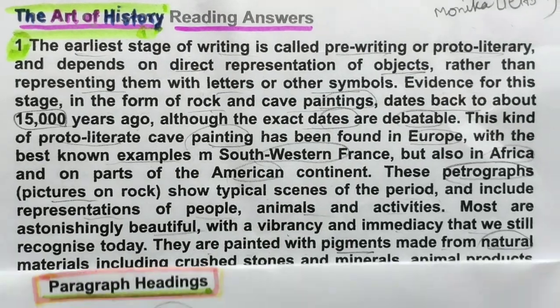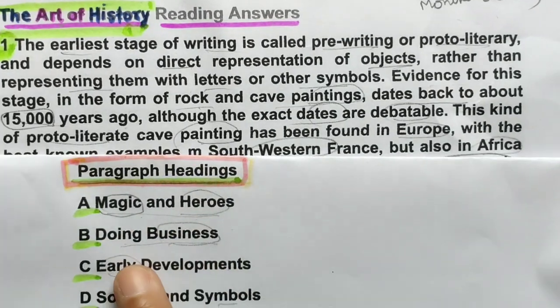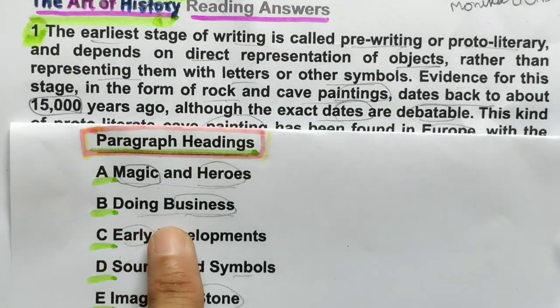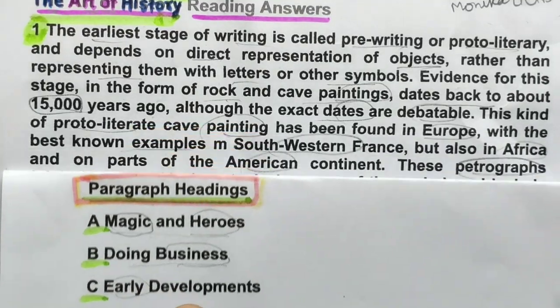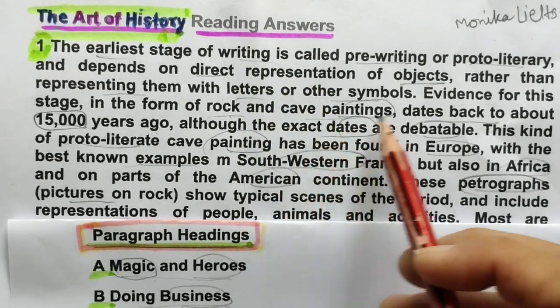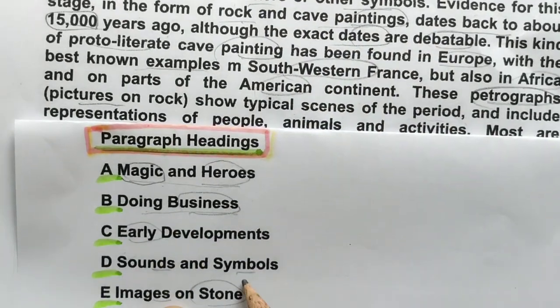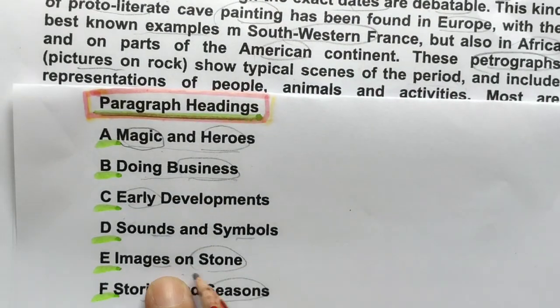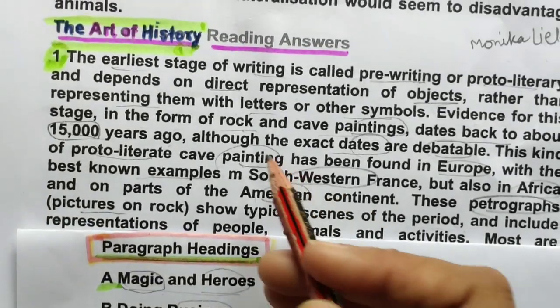So let's see the options. Magic and heroes was not there in paragraph A. Doing business is not there. Early developments is not there. Sounds and symbols is not there. Images on stone, we can get it because of the rock.